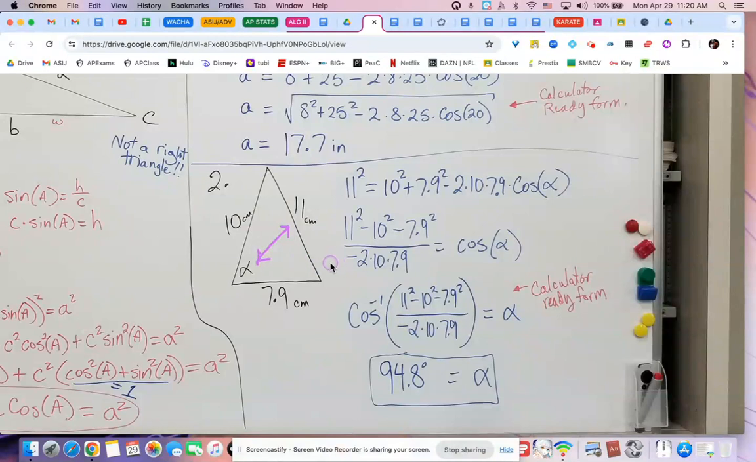That's the first thing. Once you figure that out, then you know that's the side that goes by itself on the other side of the equal sign, right? So that's the side that goes here, and then the rest of it goes on the other side. So the 10 and the 7.9 go here and here, and it doesn't matter if you flip-flop these. It's just addition, right? And then minus 2 times the 10 and the 7.9.